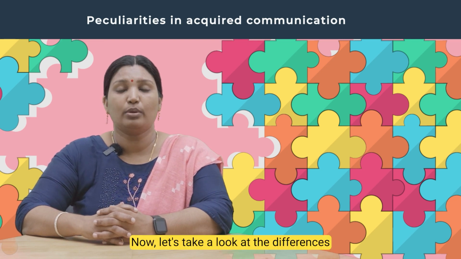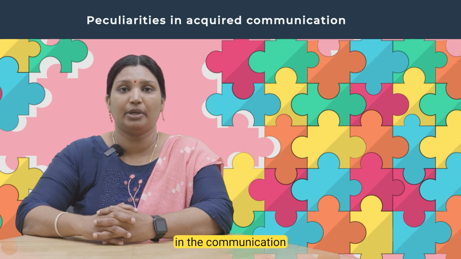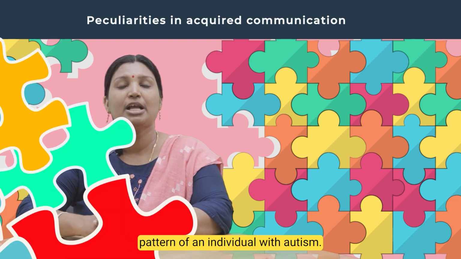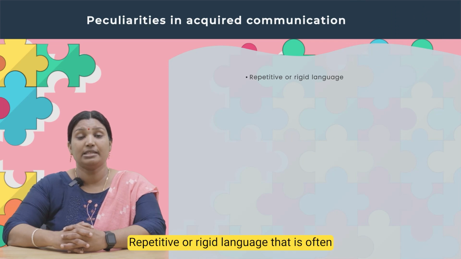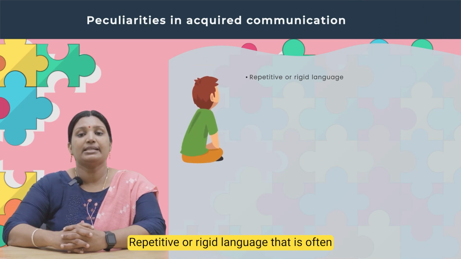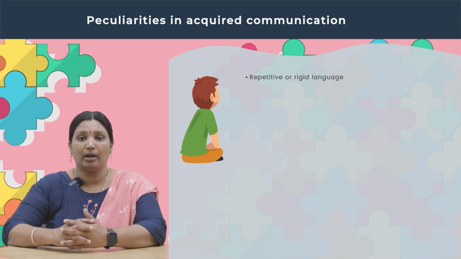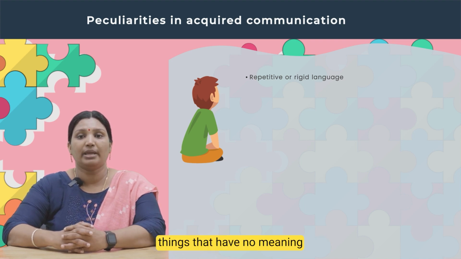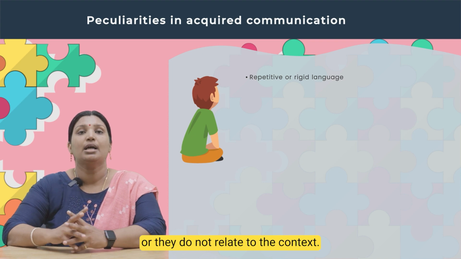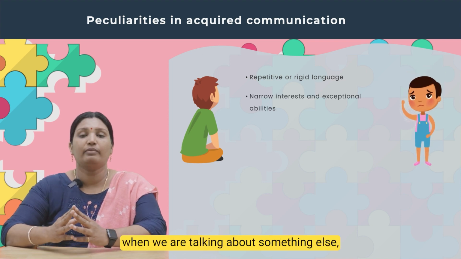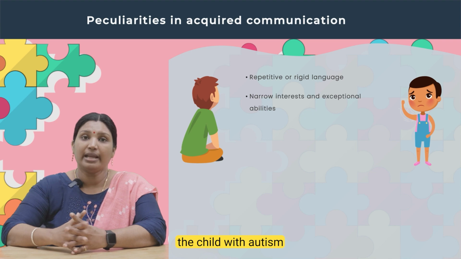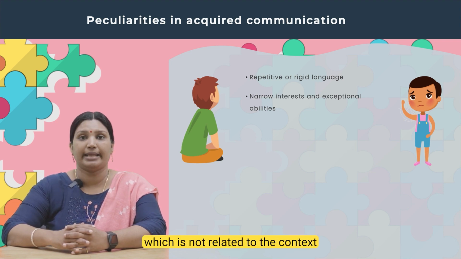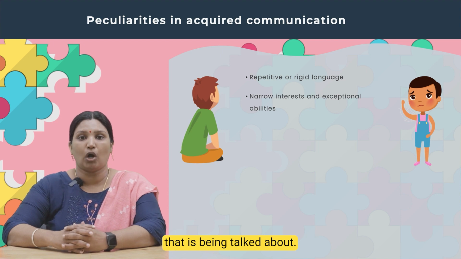Now let's take a look at the differences in the communication pattern of an individual with autism. Restricted or repetitive or rigid language, that is, often children with ASD can speak well, but say things that have no meaning or that do not relate to the context. For example, when we are talking about something else, the child with autism may speak about numbers, which is not at all related to the context that is being talked about.